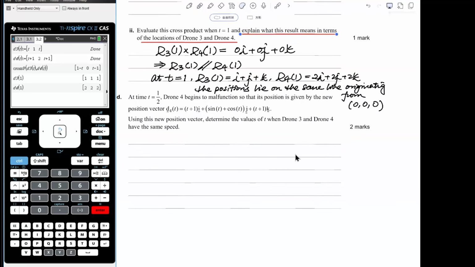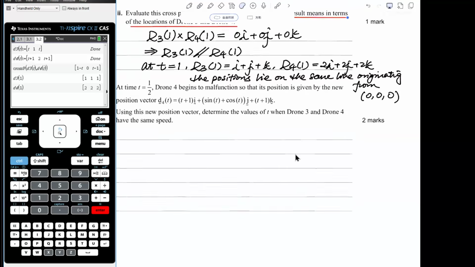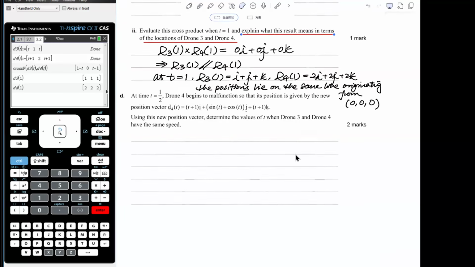All right. At the time t equals half, drone 4 begins to malfunction. So the position vector is now this function, d4(t). Using this new position vector, determine the values of t when the two drones have the same speed. In this case, I assume t is larger than or equal to half.